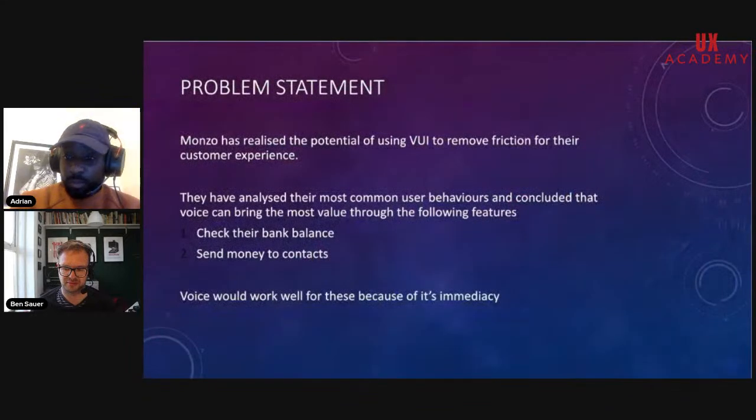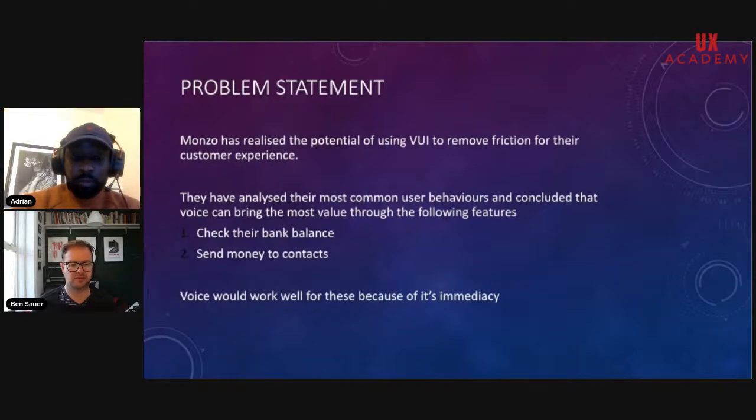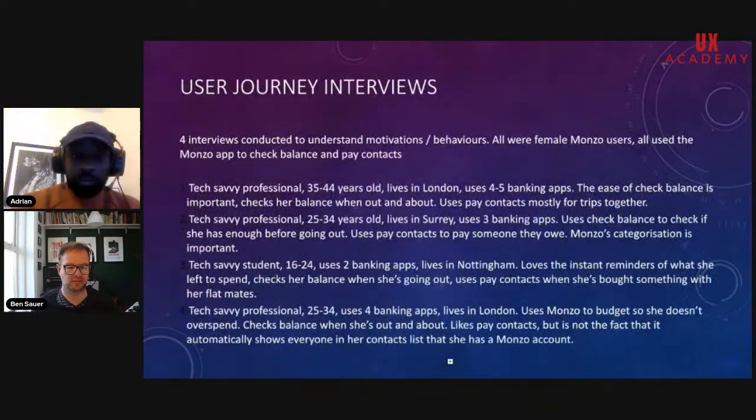Hello, so I'm Chris, I'm a UX designer. Hi, I'm Josie, I'm also a UX designer. And I'm Junior, I'm a UX designer as well. So, we were the Monzo team, and this is the problem statement. Can we remove friction from their customer experience by using Voice UI? And there's two things we're going to try and do. So users are able to check their balance and send money to their contacts. So we're going to talk through a design process we went through.